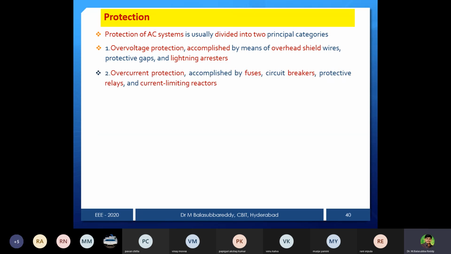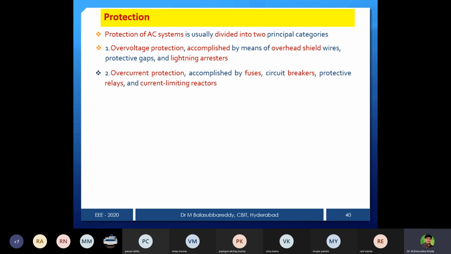And overcurrent protection is accomplished by fuses, circuit breakers, protective relays, and current limiting reactors. So these are related to the AC systems. Whatever I mentioned, that is overvoltage protection and overcurrent protection. So these are some of the protections.